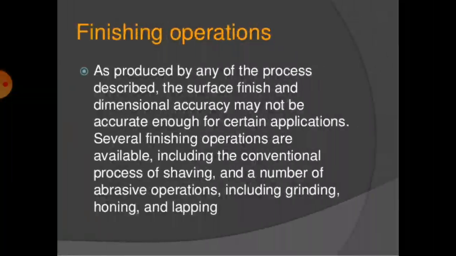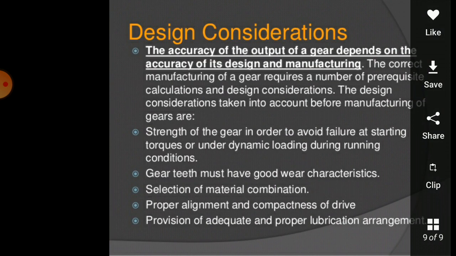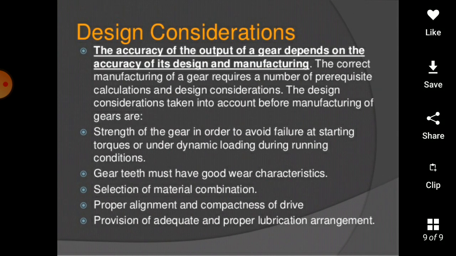Finishing operations of gears: gears produced by any of the processes described may have surface finish and dimensional accuracy that may not be accurate enough for certain applications. Several finishing operations are available, including the conventional process of shaving and a number of abrasive operations, including grinding, honing, and lapping.